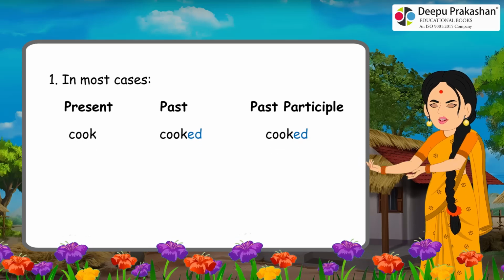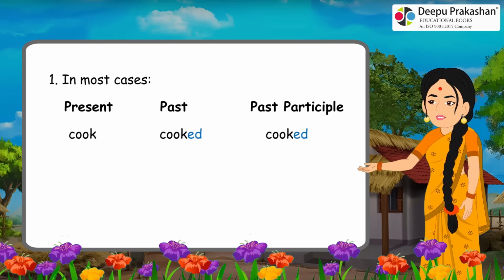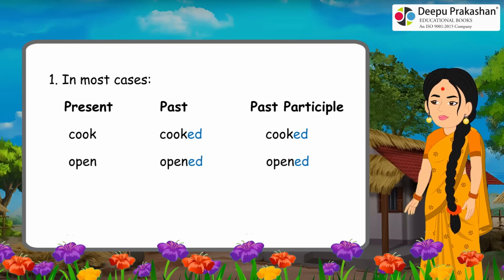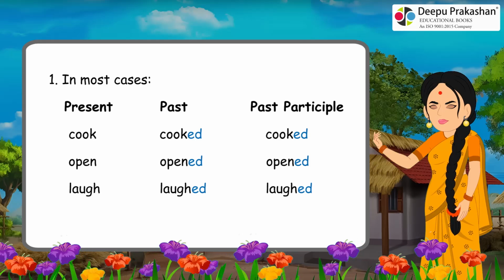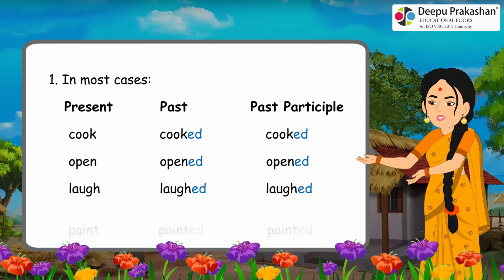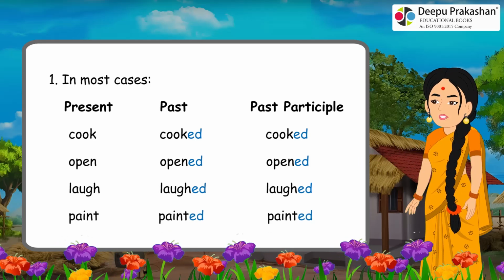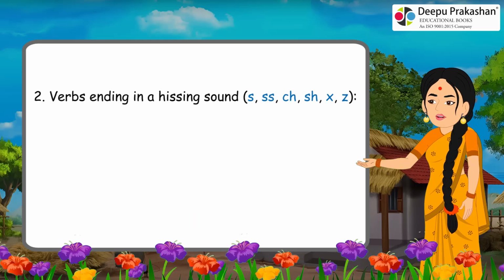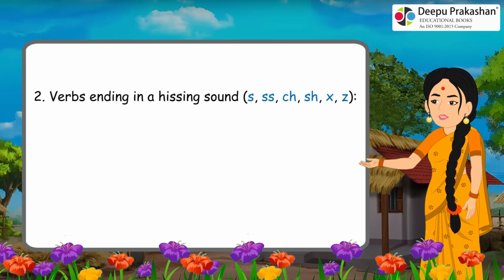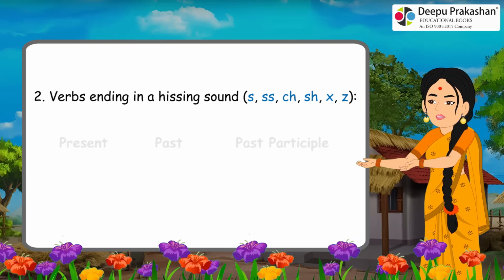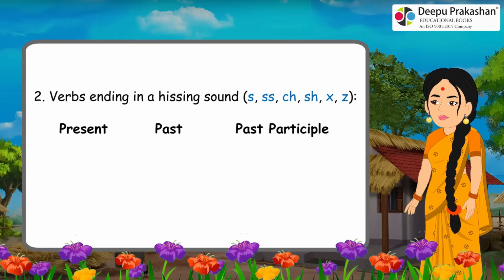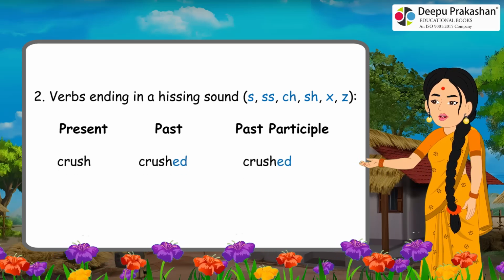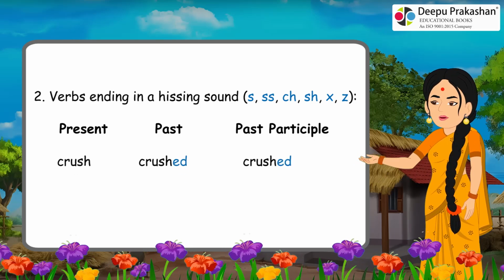Cook, cooked, cooked. Open, opened, opened. Laugh, laughed, laughed. Paint, painted, painted. 2. Verbs ending in a hissing sound, s, ss, ch, sh, x, z, add ed. Present, past, past participle. Crush, crushed, crushed.